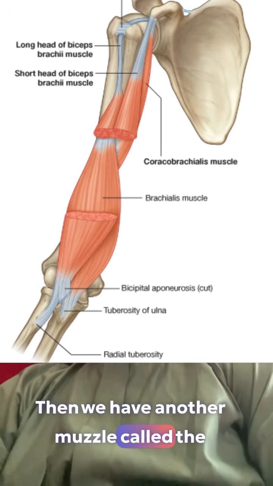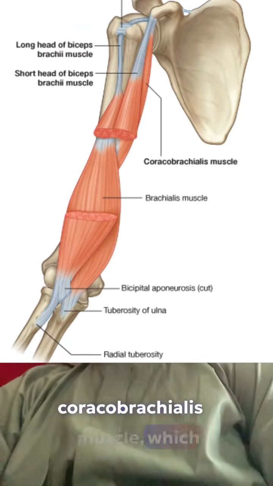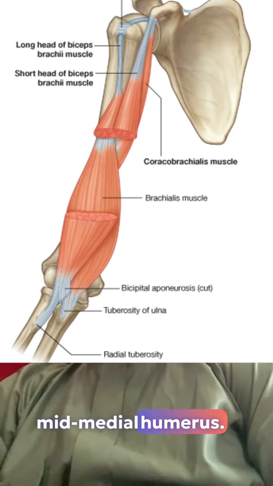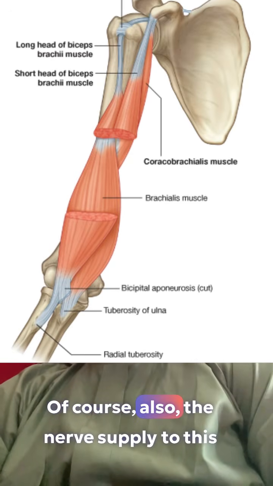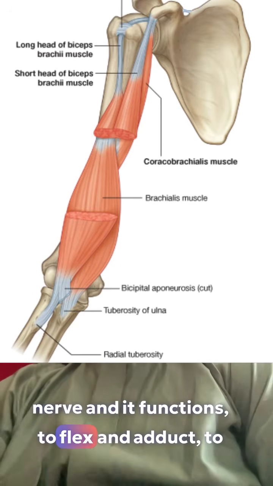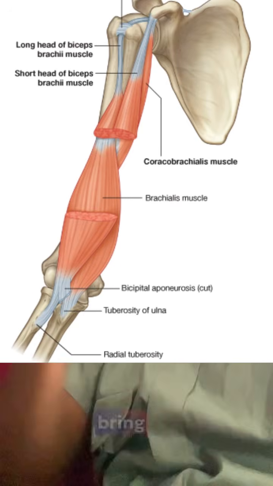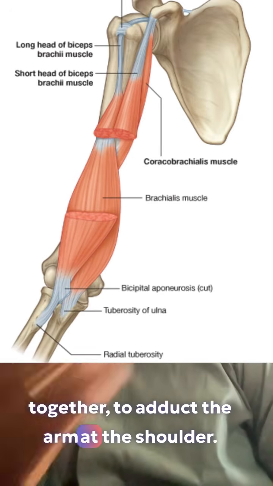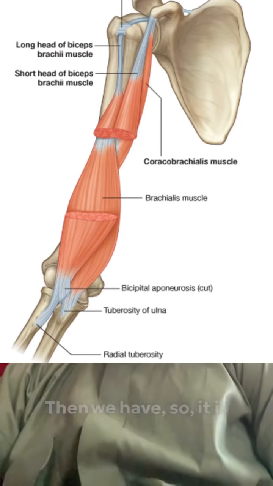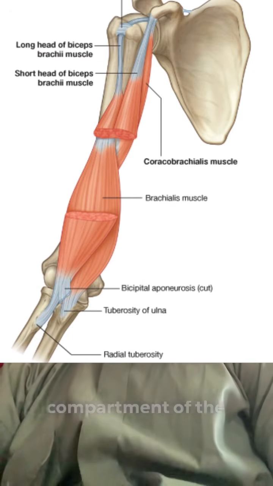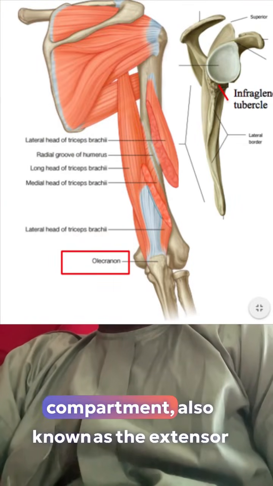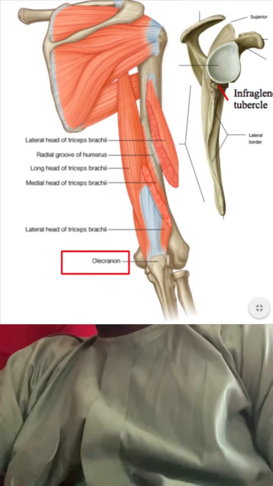Then we have another muscle called the coracobrachialis muscle, which originates from the coracoid process and inserts to the medial humerus. Of course, also the nerve supply to this muscle is the musculocutaneous nerve, and it functions to flex and adduct the arm at the shoulder. So it is safe to say that the anterior compartment of the arm is actually supplied by the musculocutaneous nerve. Okay, then we have the posterior compartment, also known as the extensor compartment.